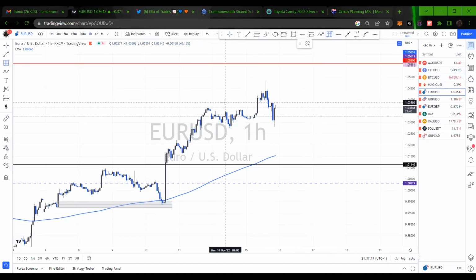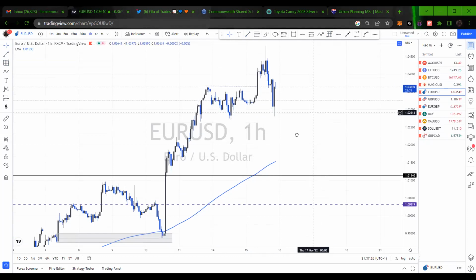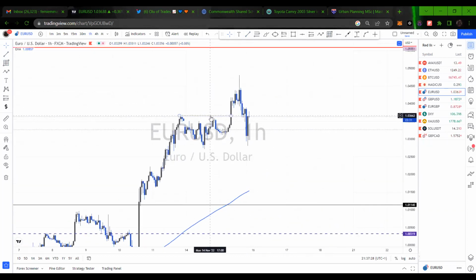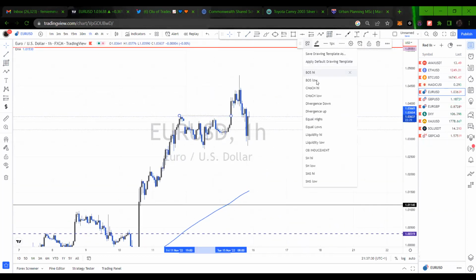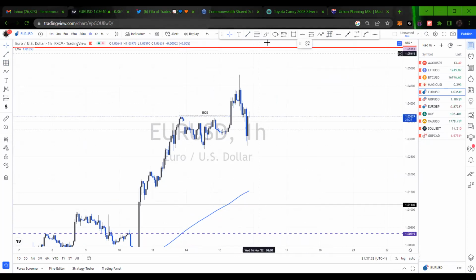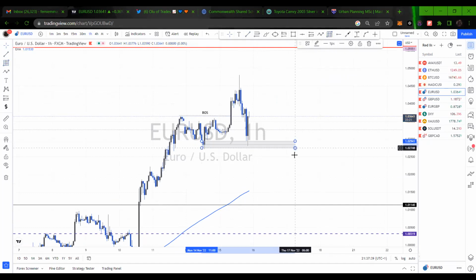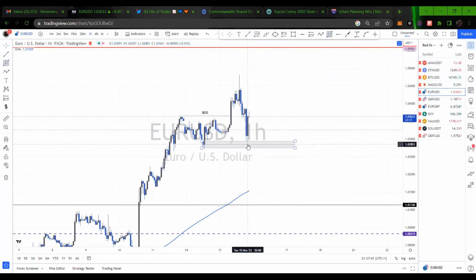The 1 hour has broken structure above here. We have taken out the liquidity here and broken this structure above here, and it created an order block around here. This is what I like to see. Now it broke this structure above, and then we have something showing on the 1 hour that the market came and respected perfectly right there.